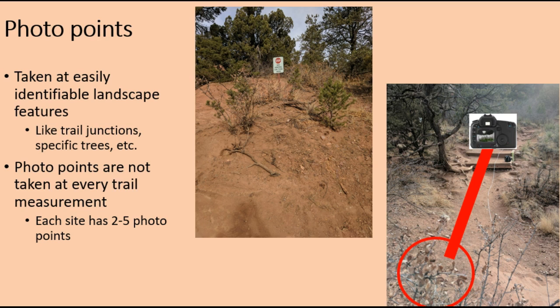Okay. Each site has 2 to 5 photo points. They are not taken at every trail measurement. So every 30 feet, you'll take trail measurements, measure the slope and aspect. But here, you're just going to do this at the beginning of the trail and at the end of the trail, and maybe you'll take some pictures of social trails on the sidelines.